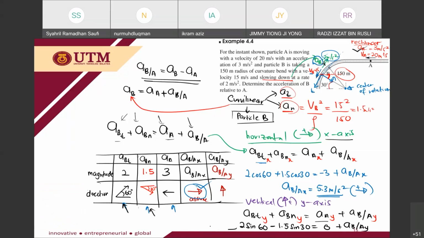And then here you can solve this equation. You get acceleration of B relative to A along y is equal to 0.98. You obtain a positive magnitude also, meaning that the assumption that you made here is correct, which means that it is upward. Since you use the rectangular component method, you need to use the Pythagoras theorem equation to find the magnitude and also the angle.